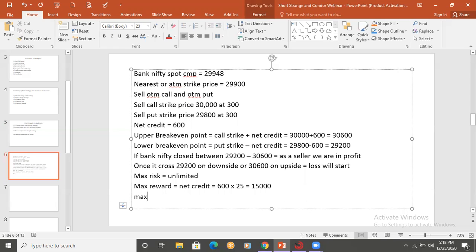Let me write it down for you. Maximum reward will happen on expiry if Bank Nifty spot closed between 29,800 and 30,000.